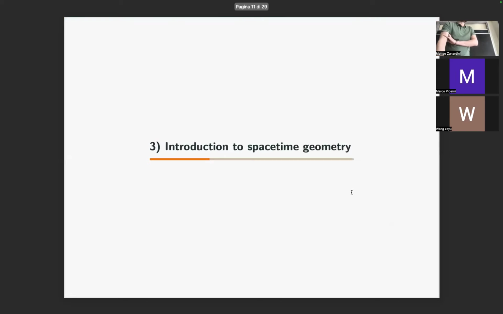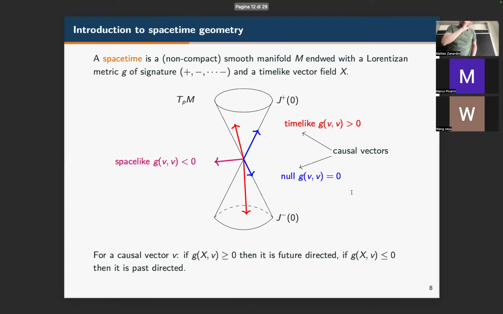Now I want to move to Lorentzian geometry. This was the geometric picture in the Riemannian setting. Now I want to add time as an intrinsic variable of the manifold and not an evolving parameter like before. First of all, I want to say what a spacetime is.